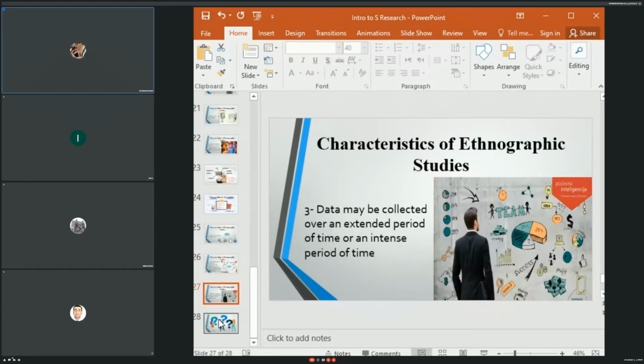The last thing is that data may be collected over an extended period of time or an intense period of time. Just like what I said, the flexibility the researcher has differs from his role in doing quantitative research. And in quantitative research, you can do it just like this, fast. But with a qualitative study, you get to choose. Maybe sometimes I got bored from one of the studies and I decided to stop.